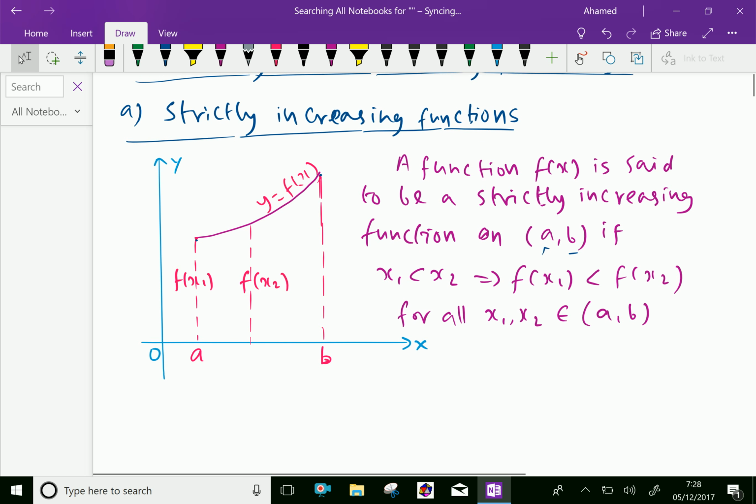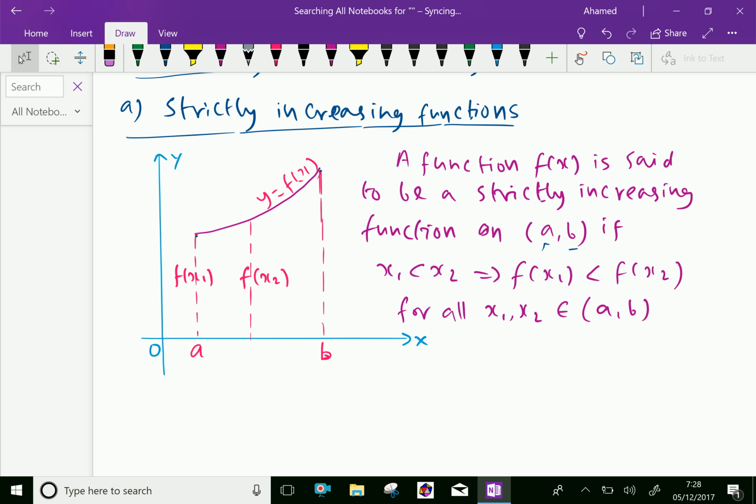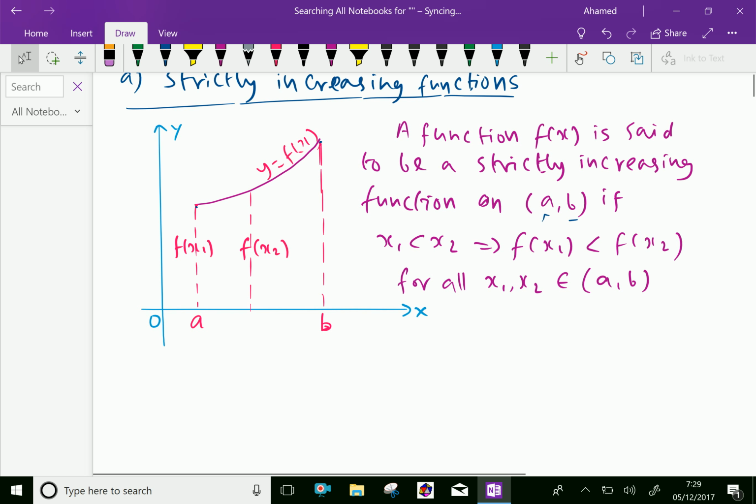Look at this figure. Here, y equal to f of x, the curve is drawn. A function f of x is said to be a strictly increasing function on an interval a and b if x1 is lesser than x2, then f of x1 is lesser than f of x2 for all x1, x2 elements of the interval a and b, which means in between the limits. Here a and b is the open interval.